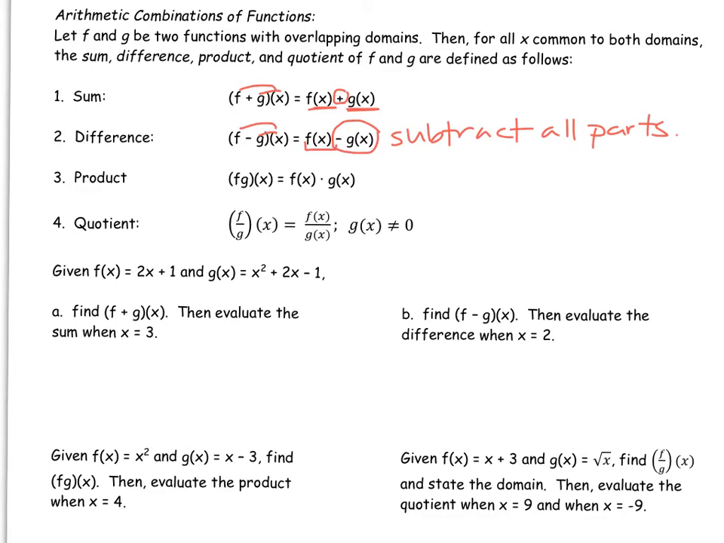When f and g are side by side with no plus or minus in between them, it just means we multiply them together. So we're going to take the function for f of x and the function for g of x and simply multiply them.